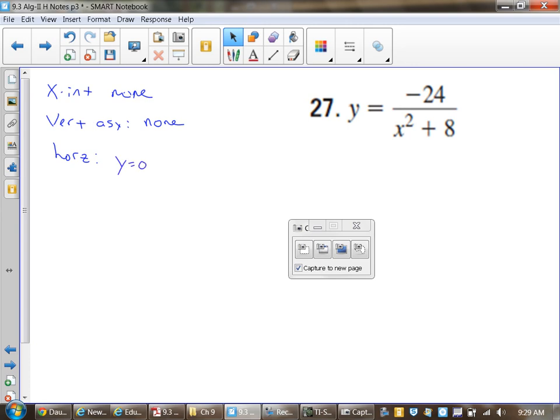Again, from that information, it's relatively simple to go to your table function and just start substituting points. Okay? Do I need to show you how to use the table?